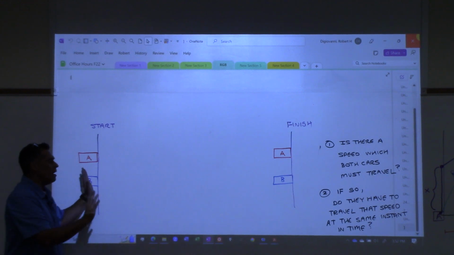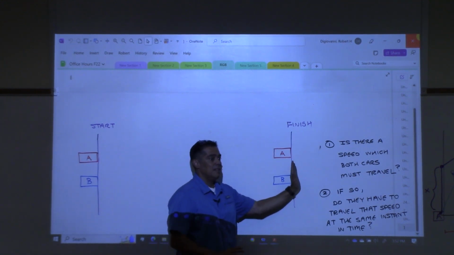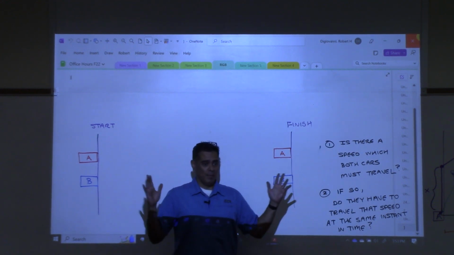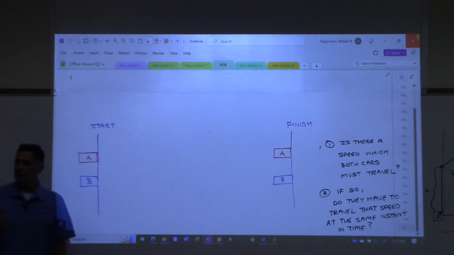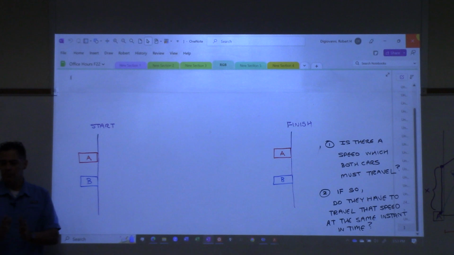And I should be clear, this is not at the beginning of the race and at the end of the race. This is in between. Both these questions are somewhere in between. Is there some speed that both of them must achieve? That's the first question. And then the second question is, if you think there is, then do you think it happens at the same moment in time for both of them?